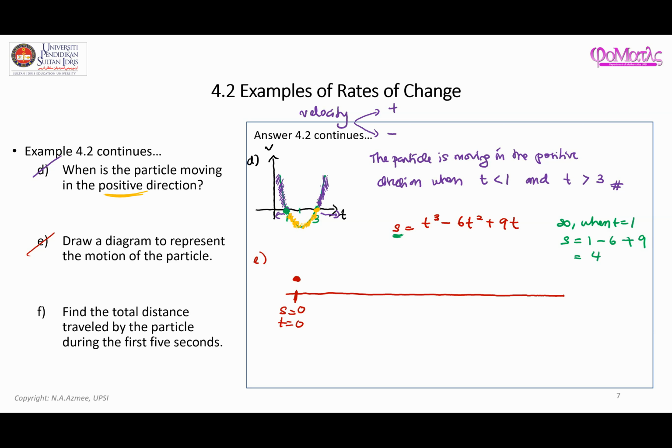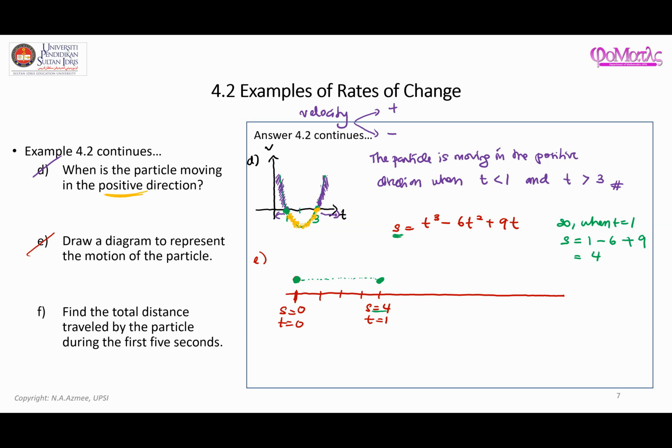So maybe the position of the particle is at this point. So this is 1, 2, 3, 4. This is s is equal to 4. This is at time t equals 1, and the particle is at this point, and the distance it travels is s equals 4 meters.